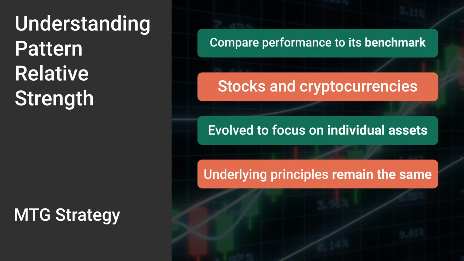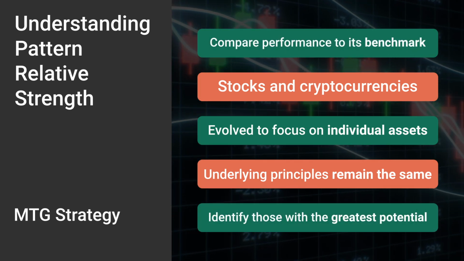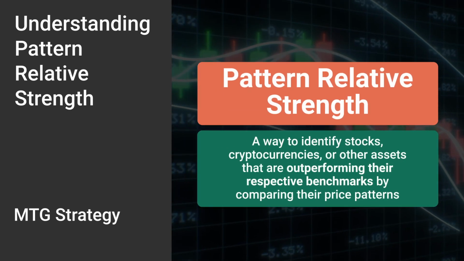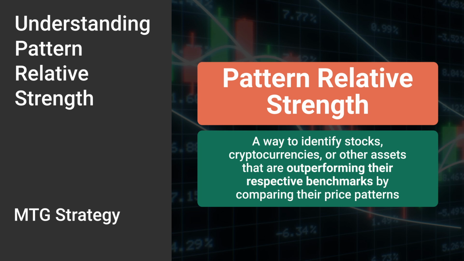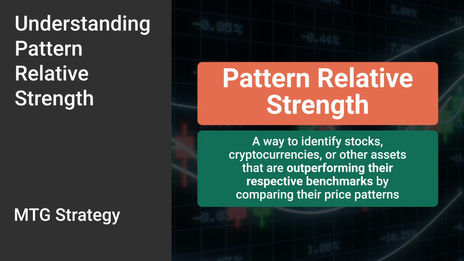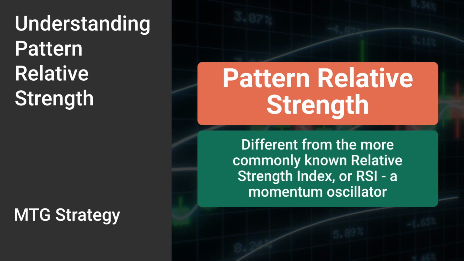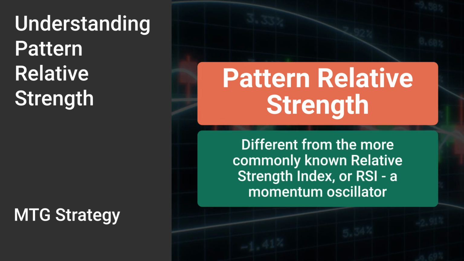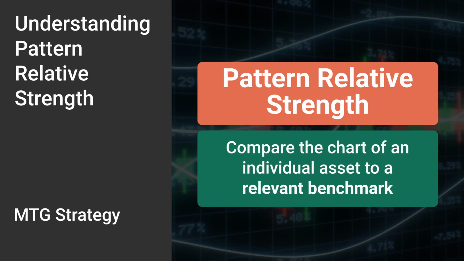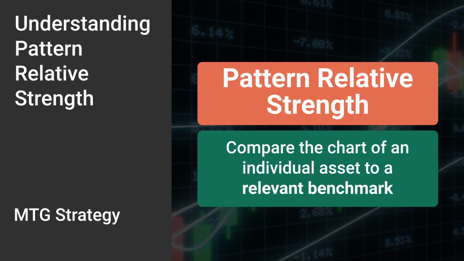By comparing an asset's performance to its relevant benchmark, we can identify those with the greatest potential for outperformance. Pattern relative strength is a way to identify stocks, cryptocurrencies, or other assets that are outperforming their respective benchmarks by comparing their price patterns. Note this is different from the more commonly known Relative Strength Index, or RSI, a momentum oscillator. To identify pattern relative strength, we compare the chart of an individual asset to a relevant benchmark.